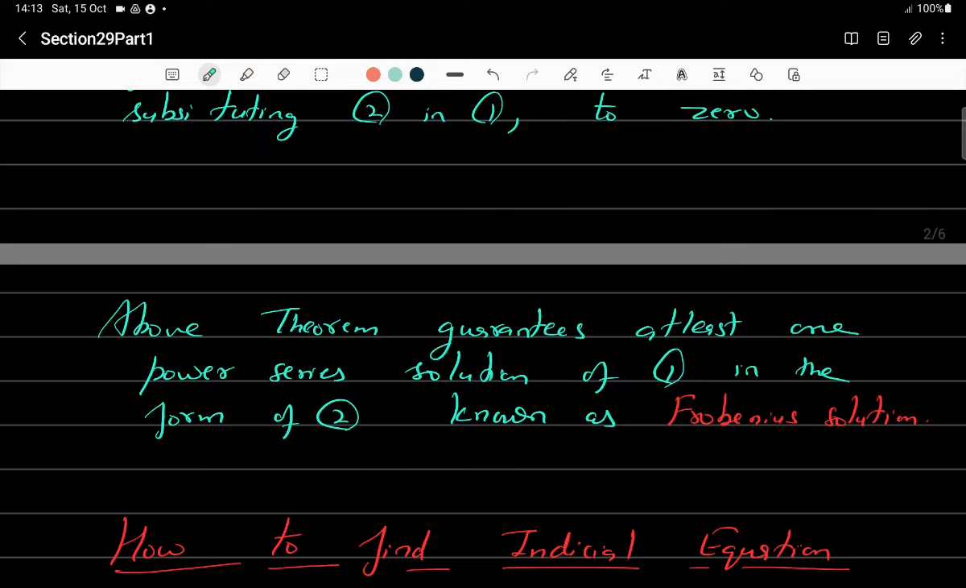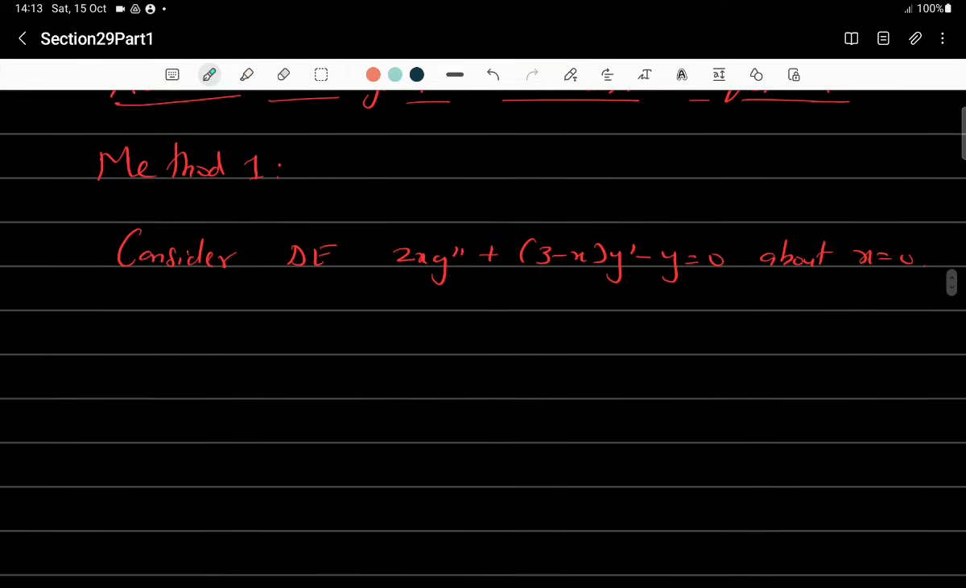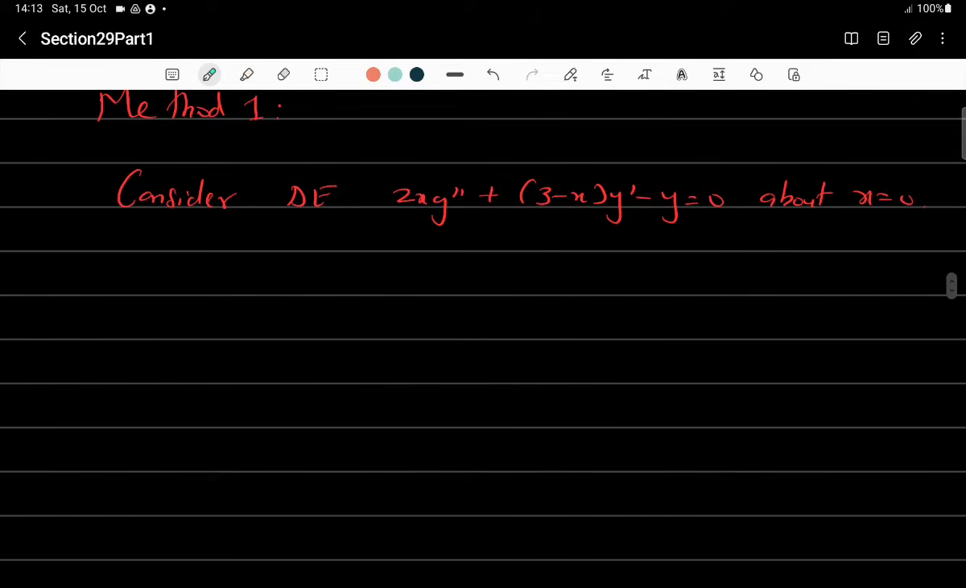So there is a lot of difference between two things. Yes. So now let's see how do we find the indicial equation. So for this given equation in today's class we will see how to find the indicial equation, and then in the next class we will see how to find the Frobenius series solutions.